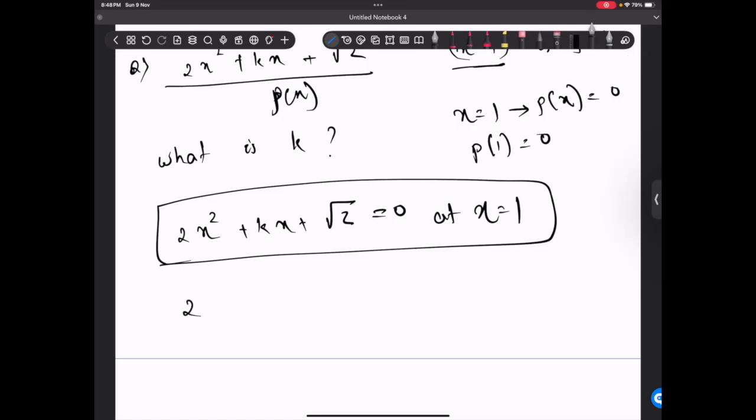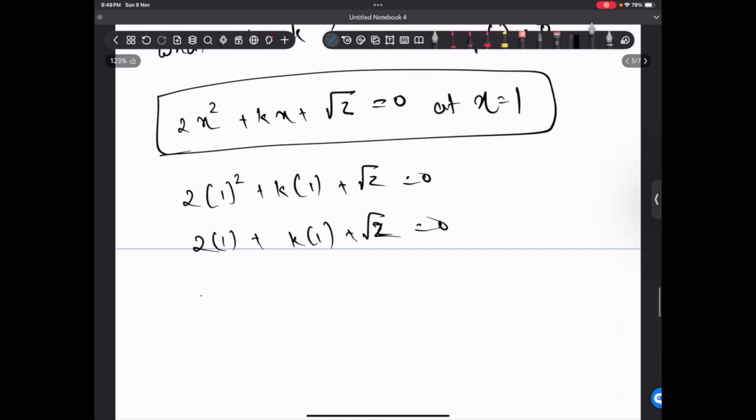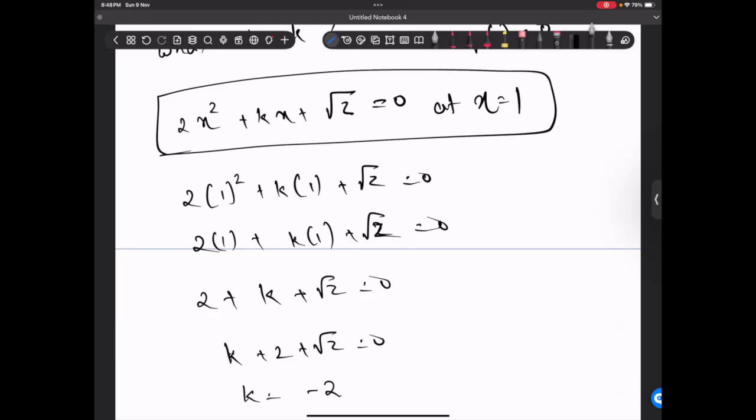Now, if we say 2 of 1 square plus k of 1 plus root 2 equal to 0. So now it becomes 2 into 1 square, which is 1, plus k into 1 is k, plus root 2 equal to 0. Now this will become 2 plus k plus root 2 equal to 0. So k will become minus 2 minus root 2. Now this is the value of k.